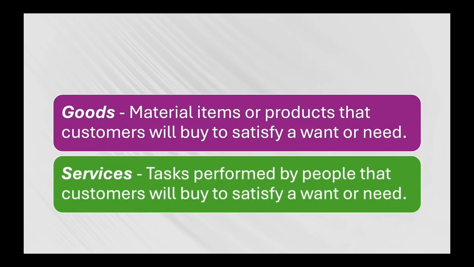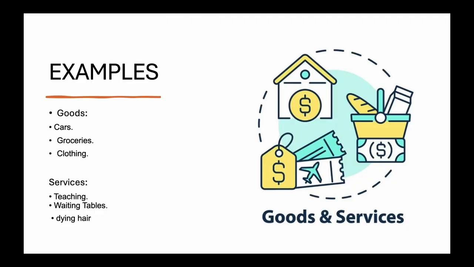You have goods and you have services the business could offer. Goods are materials, items or products that customers will buy to satisfy a want or need. Services: a task performed by people that customers will buy to satisfy a want or need. We have examples of goods and examples of services. Goods like cars, groceries, clothing, and services like teaching, waiting tables, dyeing hair, and so on.